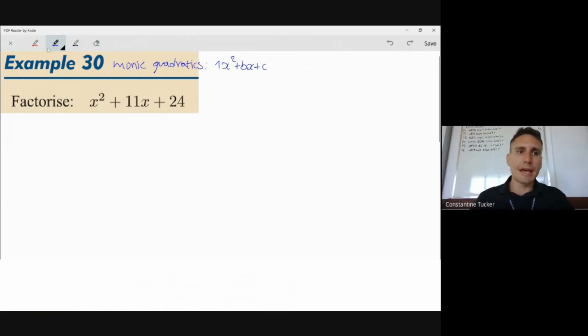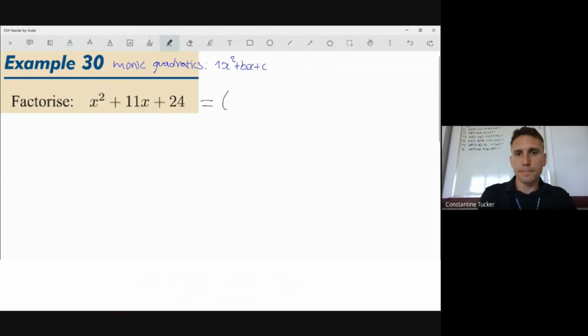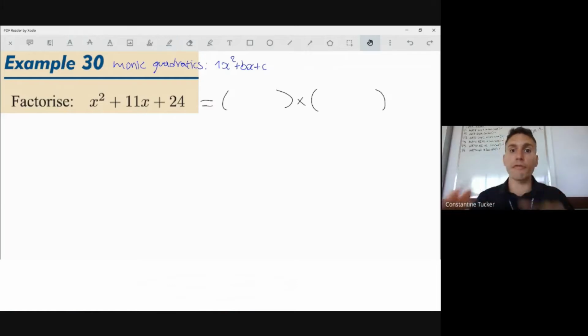So here the idea is, how can we put this in brackets? How can we factorize this? Well, factorize, what does it mean? It means we want to rewrite this as one pair of brackets times another pair of brackets. And we know for a fact we will always have x in the first pair of brackets and x in the second pair of brackets. So really what we are looking for is what we're going to put after the x in both brackets. Let me show you how we do that.